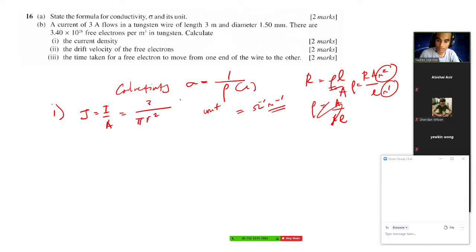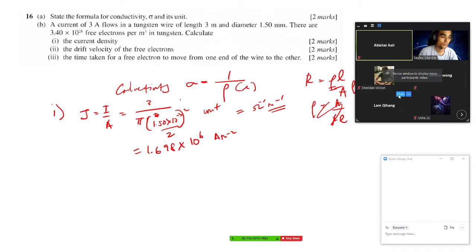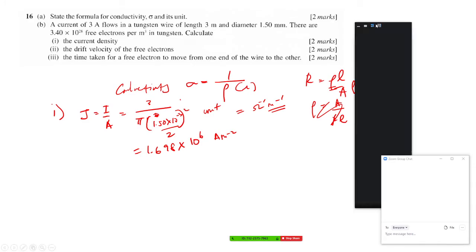Okay, so r is actually 1.50 times 10 power negative 3 divided by 2, squared. So you have 1.698 times 10 power 6. Remember the unit is ampere per meter squared.